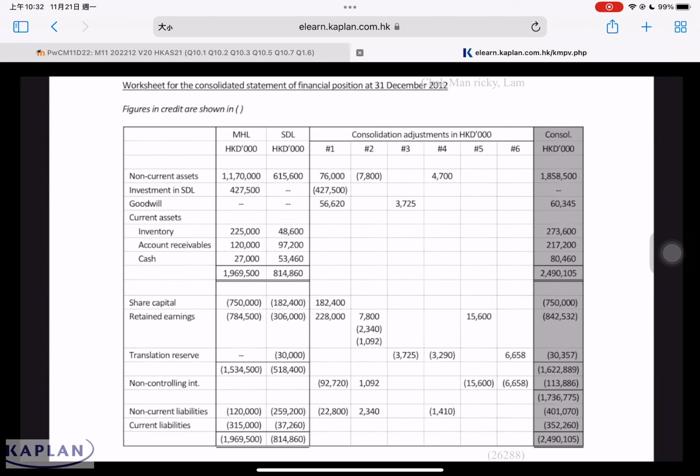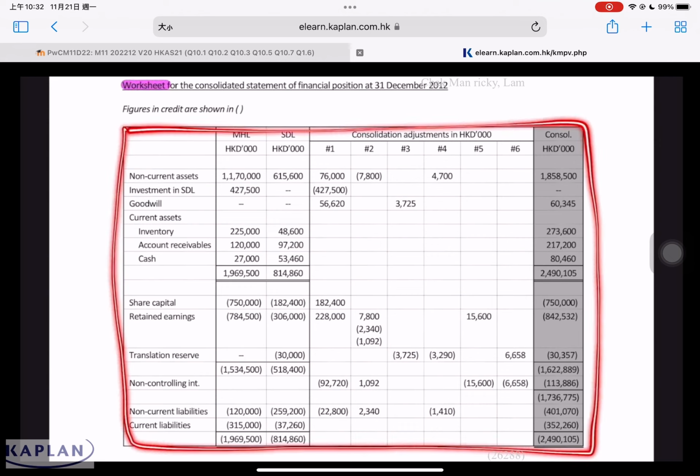Part B will require us to do the worksheet. Your job is to fill in this column and put in the adjustment entries. The objective of going through this worksheet is to have an overview and better understanding of the translation process so that you can explain the issue in the exam for Module 11.